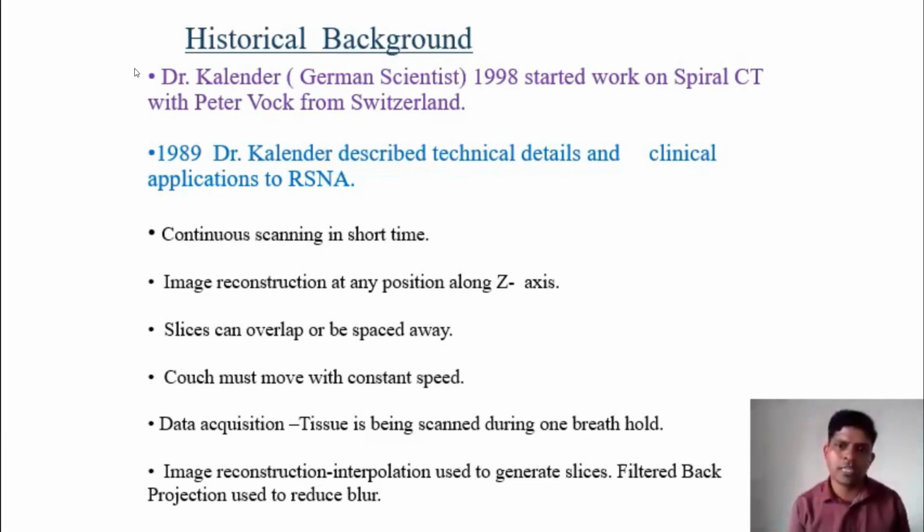In spiral CT, it is continuous scanning, able to get shorter time and image reconstruction at any portion along the z-axis. Slices can be overlapped or spaced away. The couch must move at constant speed. Couch movement relates to pitch, table movement, and data acquisition. Later, pre or post processing is used with image reconstruction by filtered back projection.